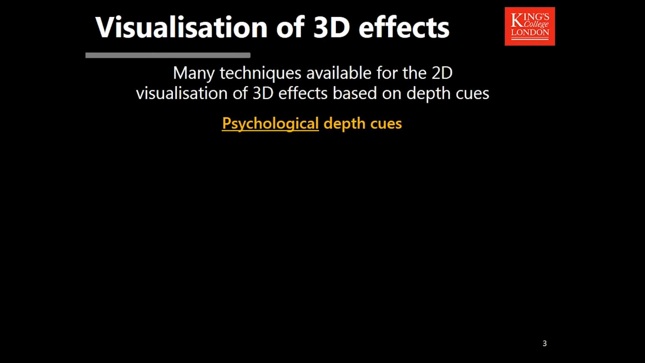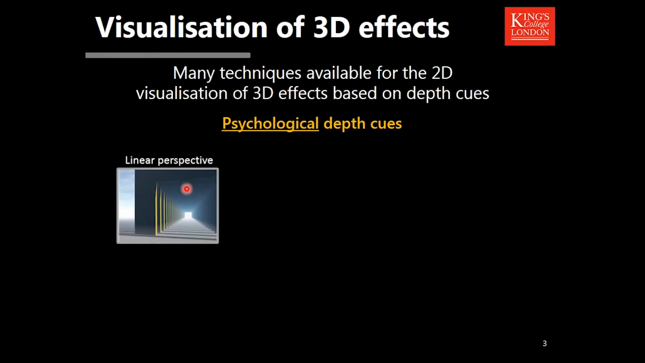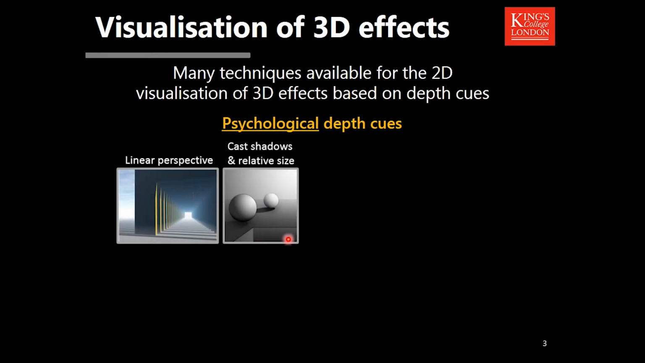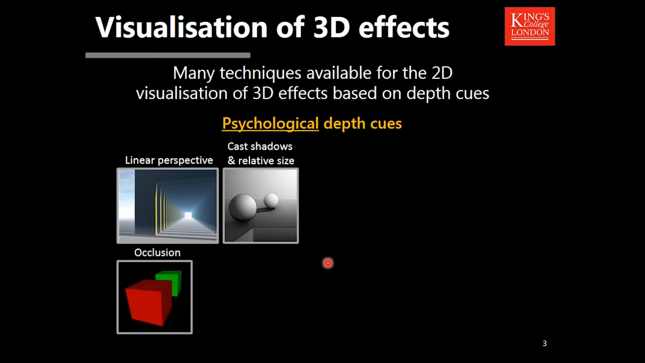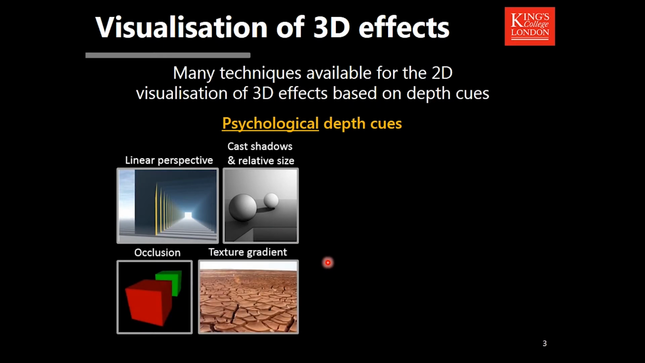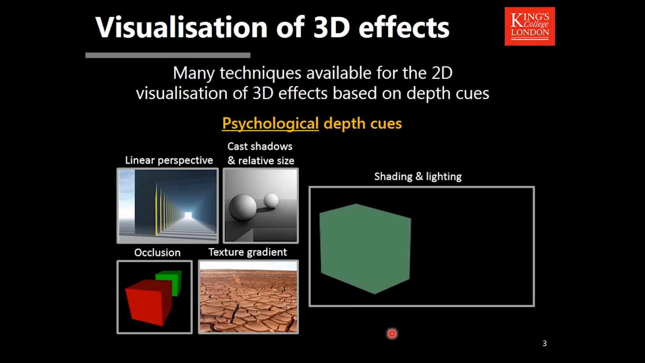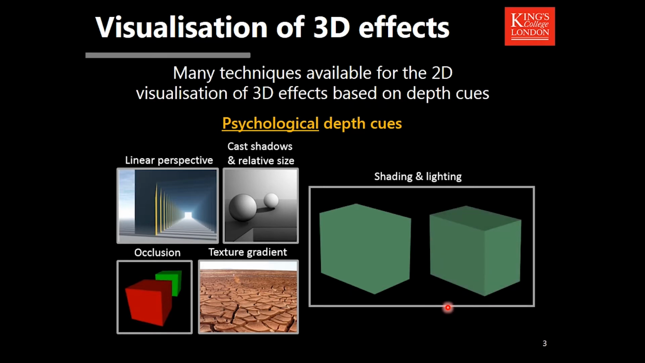The second category of depth cues are psychological depth cues, and here again are a few examples. We've got linear perspective, cast shadows and relative sizes between objects, occlusion between objects, and also texture gradient. But the one I will be mostly interested in for this presentation is shading and lighting. If you look at this shape here, there's no reason why you would think it is 3D. However, if I apply shading to the object, you're more likely to think it is a 3D box. And this notion is crucial for 3D perception.